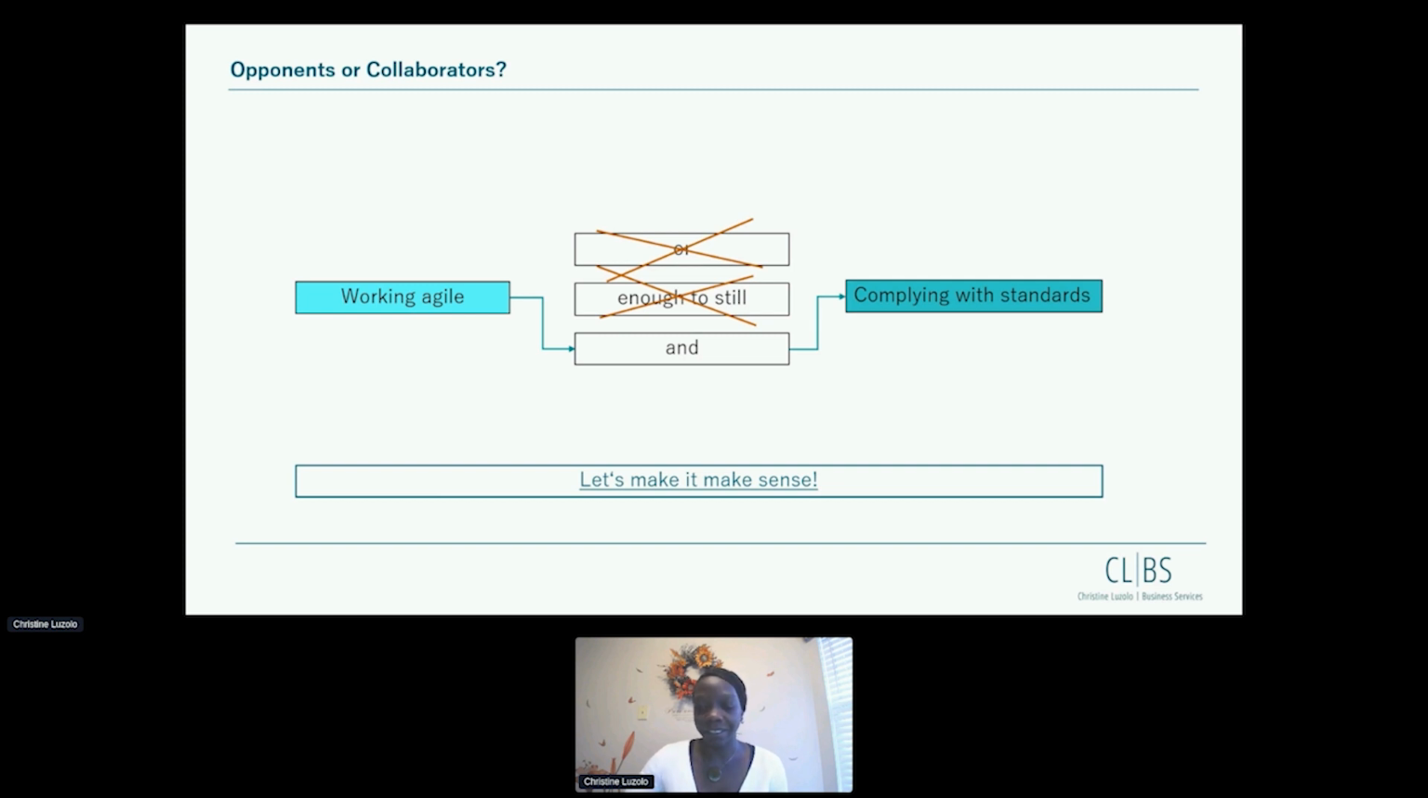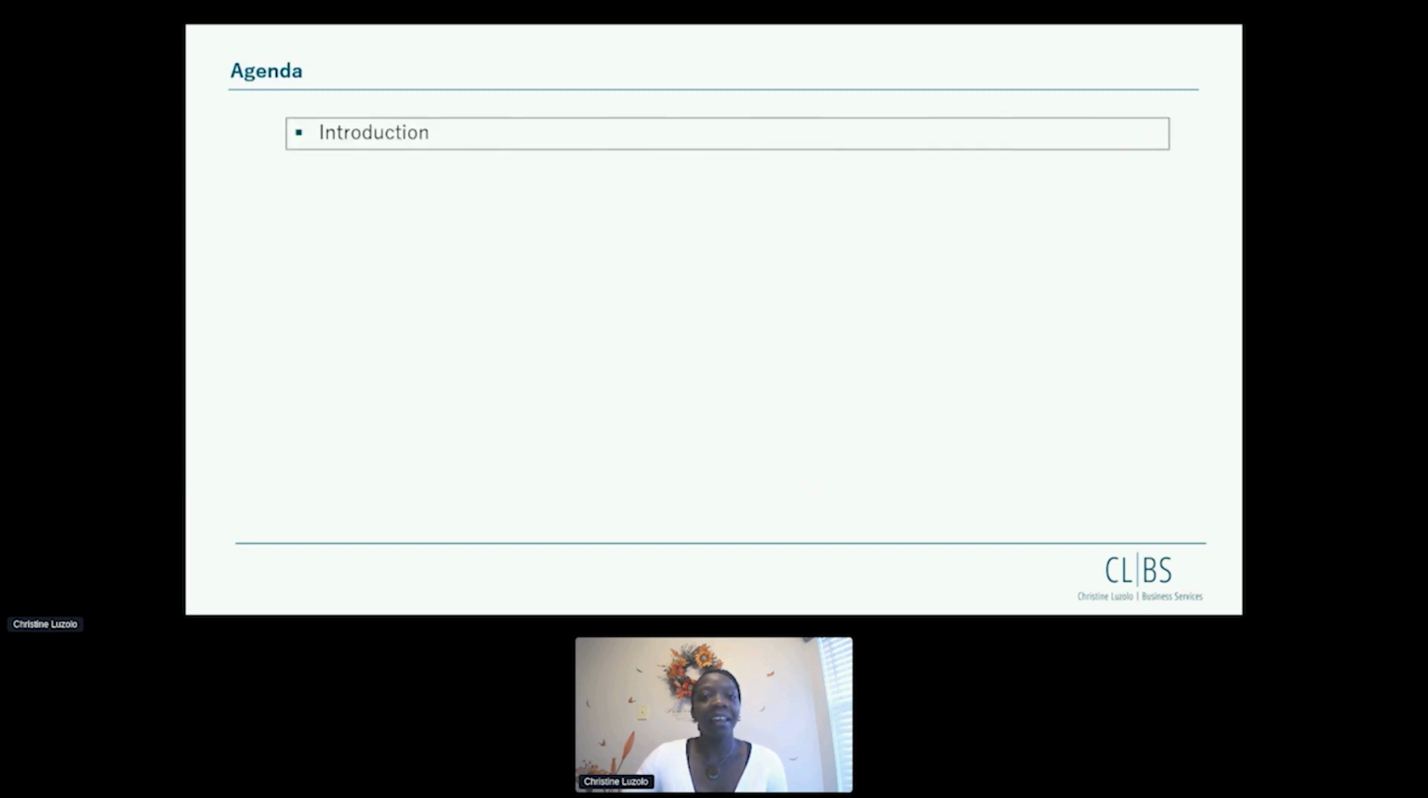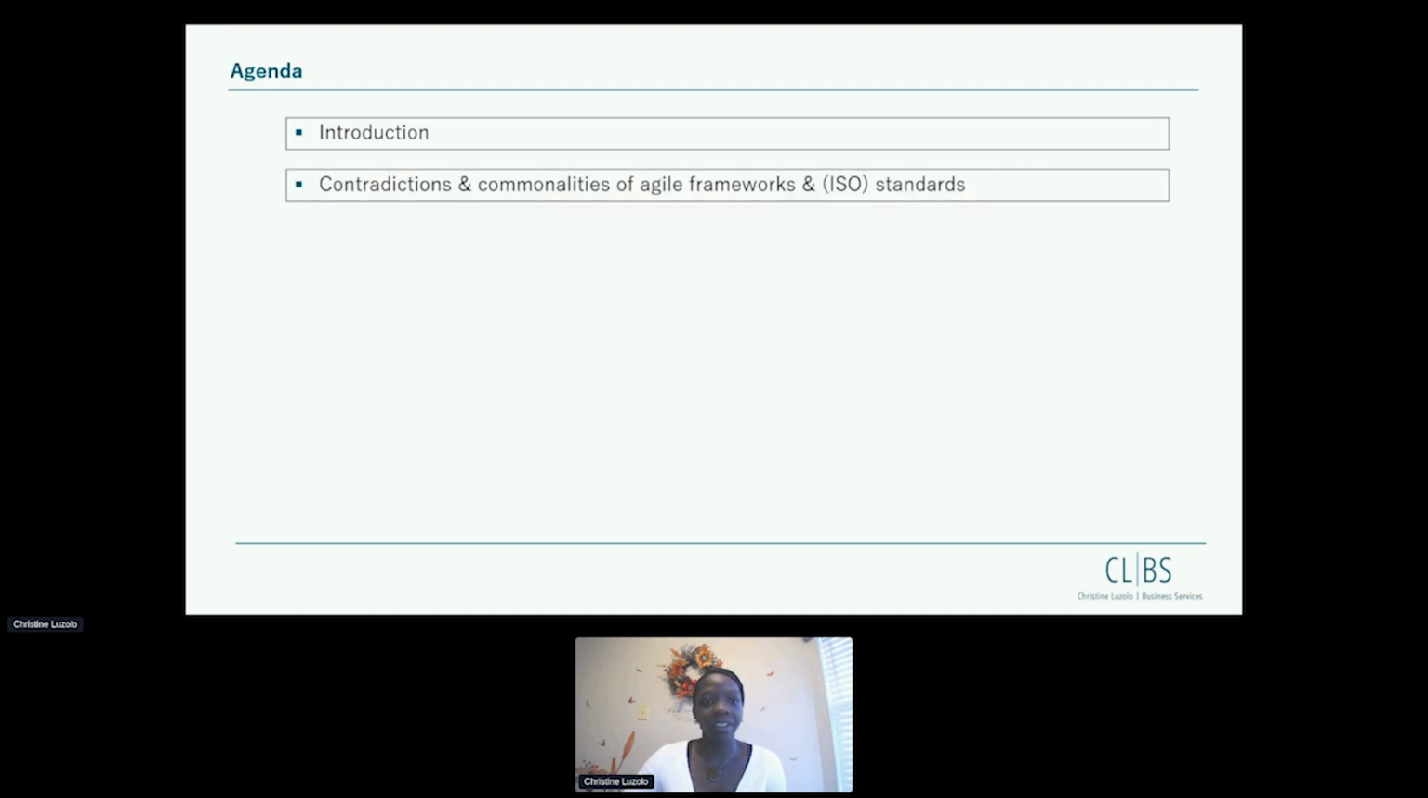And so with that being said, I'd like to jump into the agenda. First of all, of course, I'm going to introduce myself to you so that you know who you are talking to. Why did I choose the topics I chose? And after this, let's start with the contents. So at first, I'd like to talk about the contradictions and the commonalities of agile frameworks and ISO standards. And since I'm a Scrum Master, I will focus here on Scrum. Of course, there are other agile frameworks, but this is the one I will be referring to for this lecture.